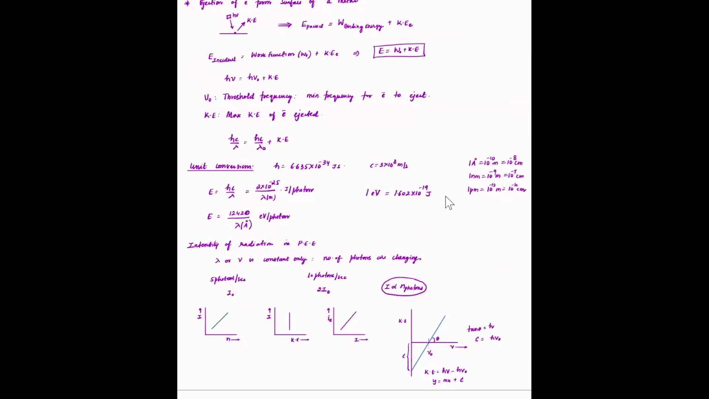Tanmay, are you able to get it, beta? Yes, boss. Sir, can you explain the second graph once again?